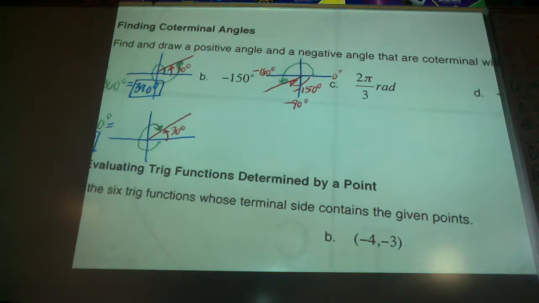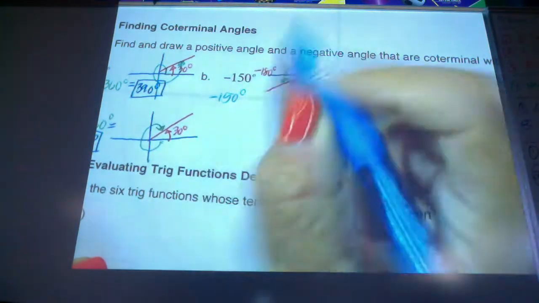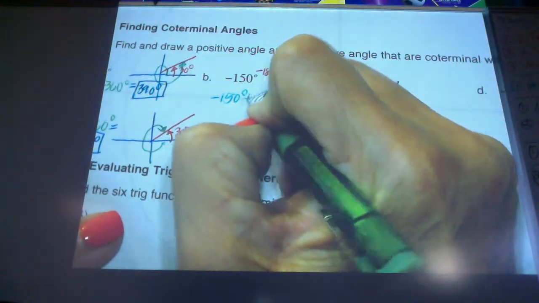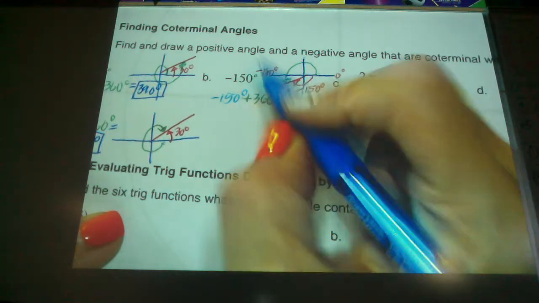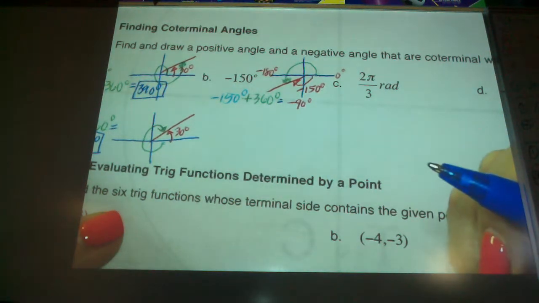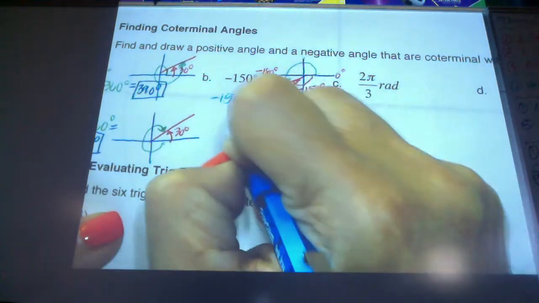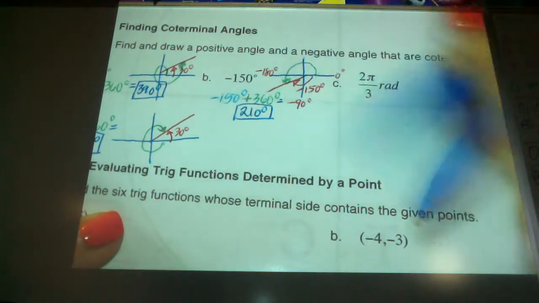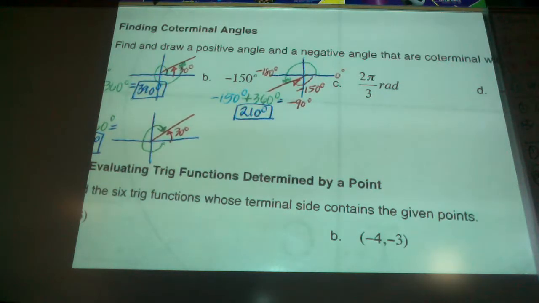I'm going to take my angle of negative 150. And what do I do? Add 360, a full revolution. What does that give me? 210 degrees. Didn't we say that we would get a degree measure between 180 and 270? And isn't that between 180 and 270? So that's going to equal 210 degrees. So it makes sense.